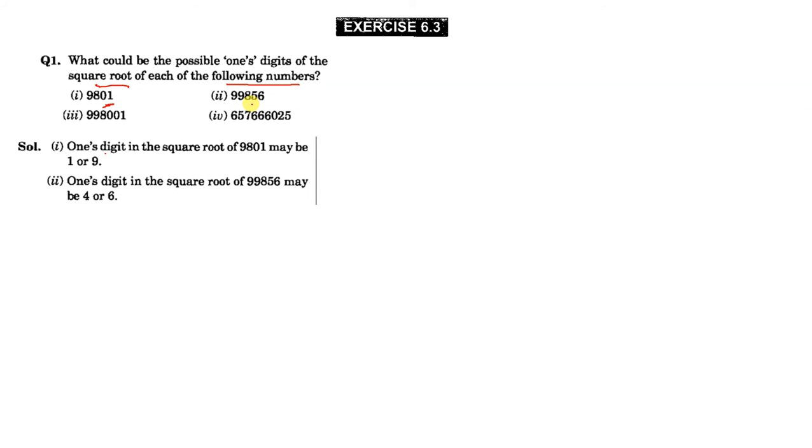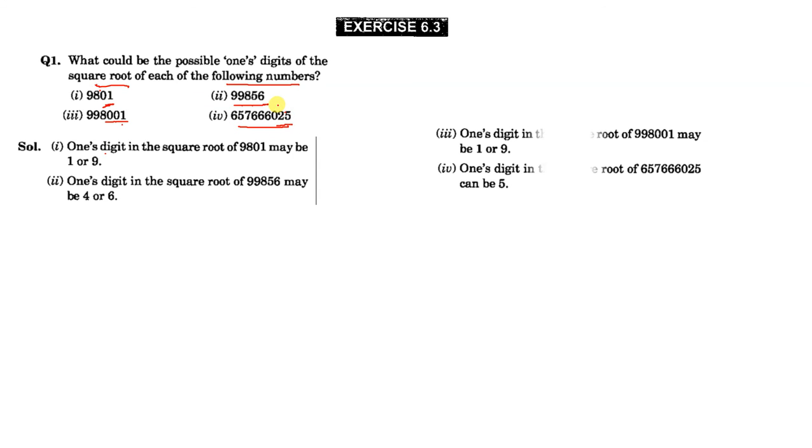We also know that if a number ends with 4 or 6, then its square root will have 4 or 6 in its unit place, since the square of such digits ends in 6. In the third one also we have 1, so it is the same as the first case. Its square root will also have 1 or 9 in its unit place. And if a number ends with 5, then the square root of this number will contain 5 at its unit place.